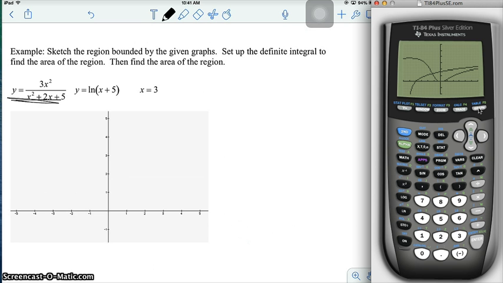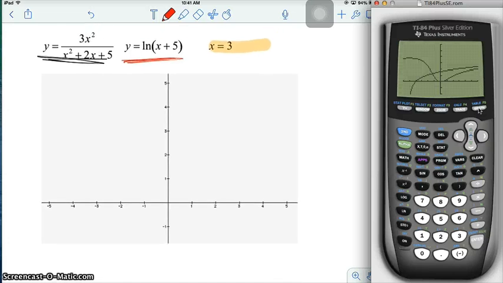Let me put this one as black and then this one as red. Well, our graph actually doesn't have intersection. So as you can see, again, earlier we said there's a third boundary. That's the third boundary. So let's go ahead and do this problem really quick.